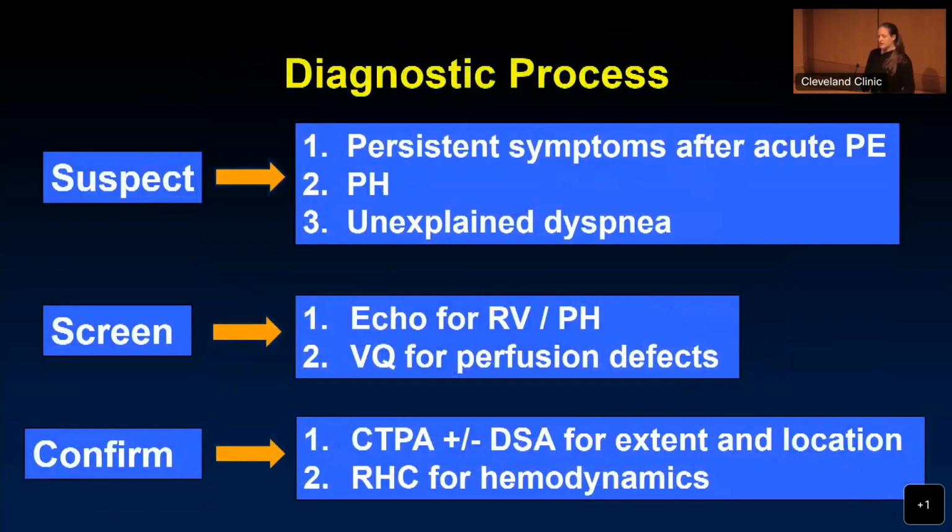So the diagnostic process, in a very simplified way, is that you should suspect CTEPH in those scenarios we already talked about. If you suspect CTEPH, the next step really is to get an echo to look for RV dysfunction or suggestions of PH, and then also get a VQ scan. If those are abnormal and they confirm there are perfusion defects, then you need a CT pulmonary angiography or digital subtraction angiography to further characterize and phenotype where the thrombotic burden is and confirm that it's there. And then also a right heart catheterization to confirm what the current hemodynamic status is.